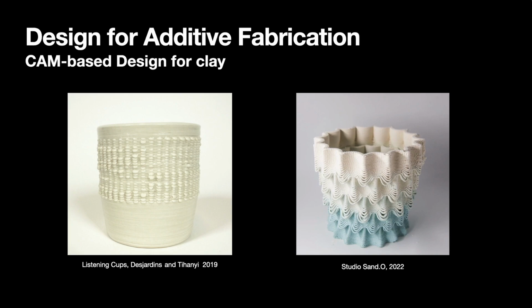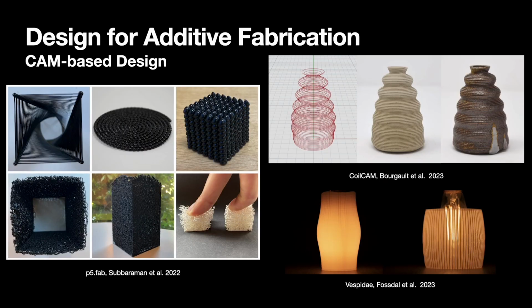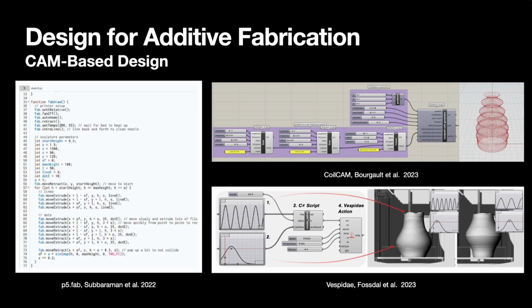This allows for unique material outcomes, such as the droops seen here on this clay vessel designed by Studio Sando, or on listening cups where audio data is encoded in the toolpath through the printing procedure. HCI researchers have developed CAM-based design systems to capitalize on material and machine properties. Examples include P5.fab and Bespide for plastic printing design, and CoilCam for clay 3D printing design.